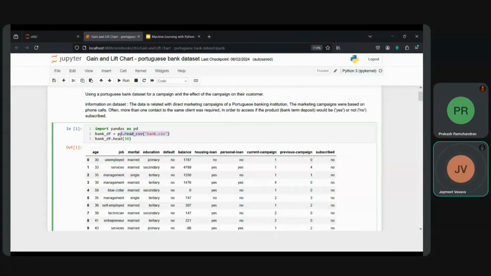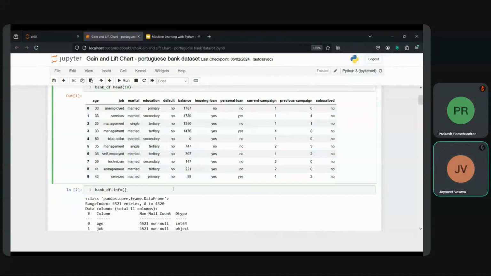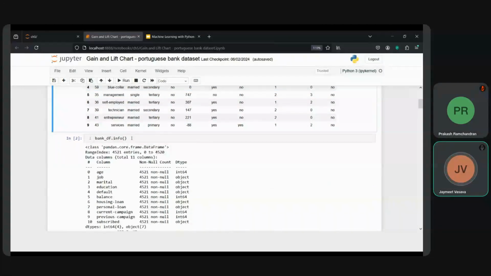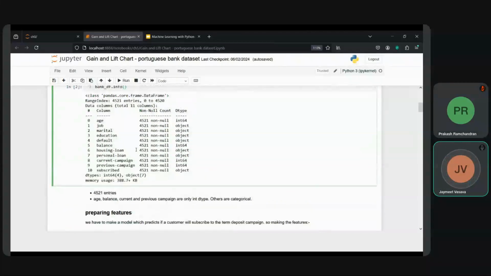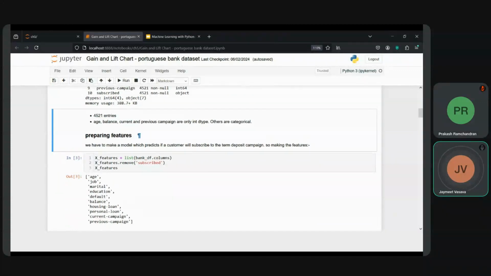We read the dataset. This is how the dataset looks, and you can see a lot of columns like default, housing loans, personal loans, subscribed. These are all categorical values that we will need to convert into dummy variables. This is the info regarding the dataset. We have this many total entries.